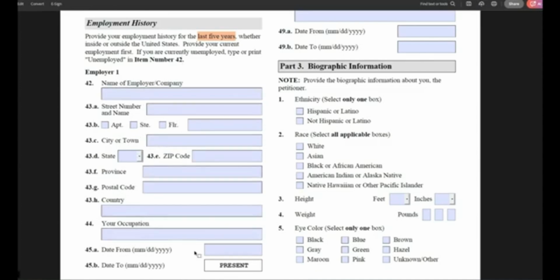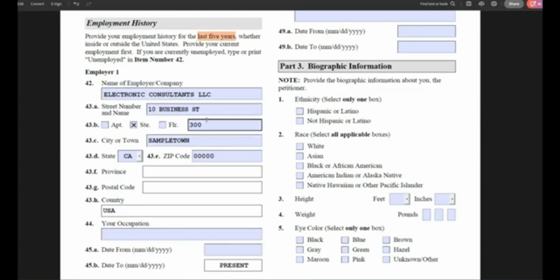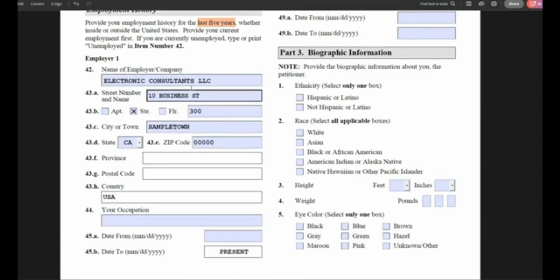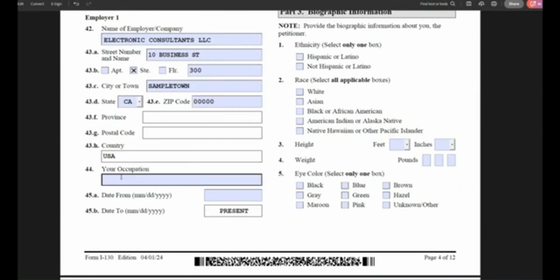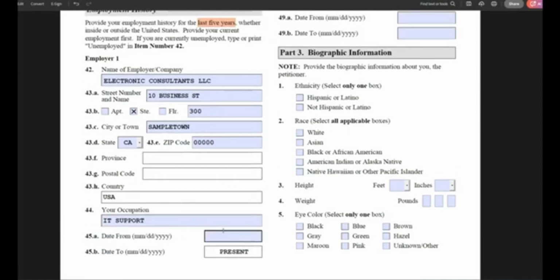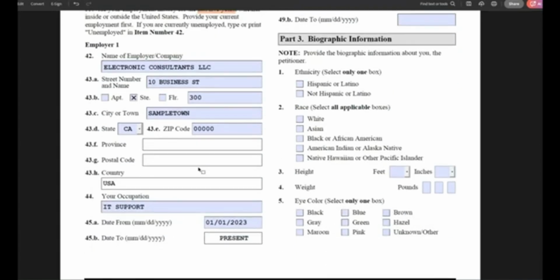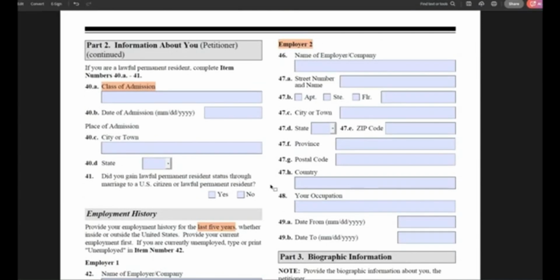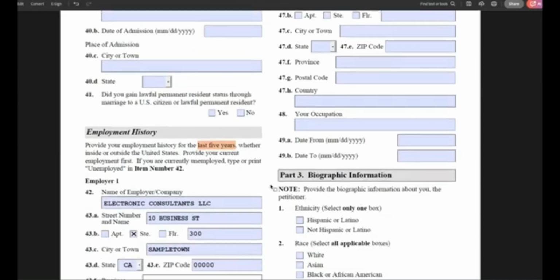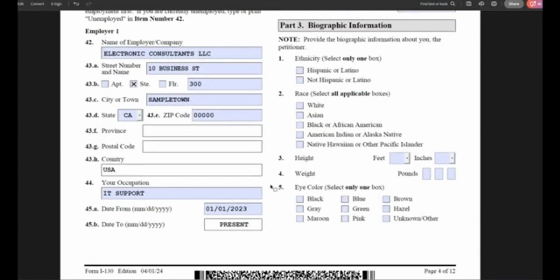You will only need to fill out the dates. So fill out the name of the place where you work, their current address, your occupation, and when you started working here. And I do get a question about including gaps in employment. Generally, if the gaps are a few months, you definitely should be including them here.